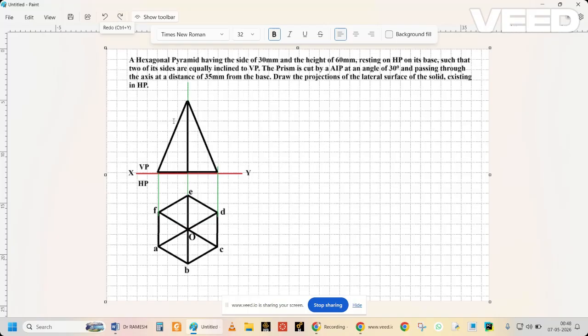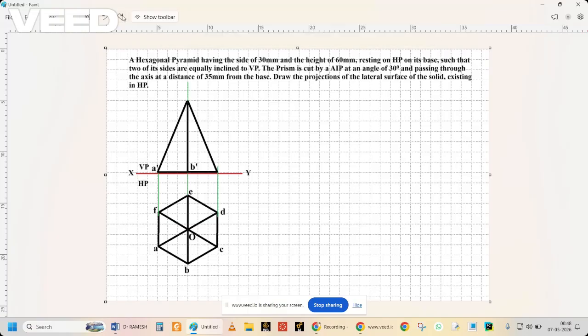So this is the front view of the hexagonal pyramid. This A, B, C will be visible here with O. These two triangles will be visible. Backside D, E, F will not be visible to us. That will be in brackets. This is O dash and this is O.